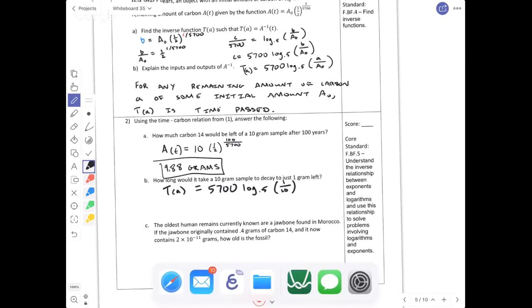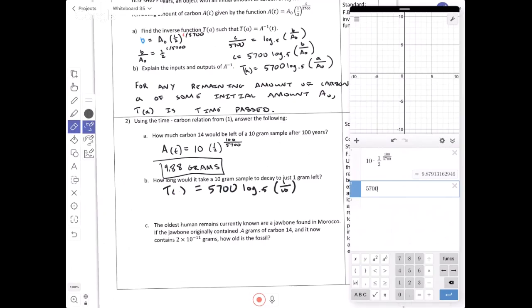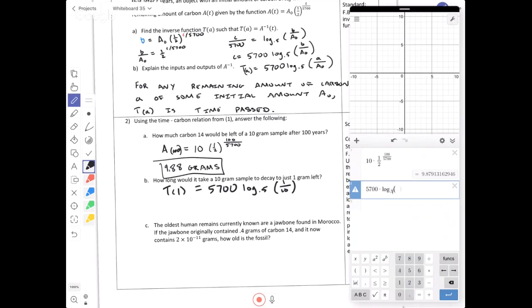So again, back to the calculator. How much would be left? 5,700. And really what I did here was T of 1 gram left, 5,700 times log base 0.5 of 1 gram left of a 10 gram sample, which looks like 18,935 years.